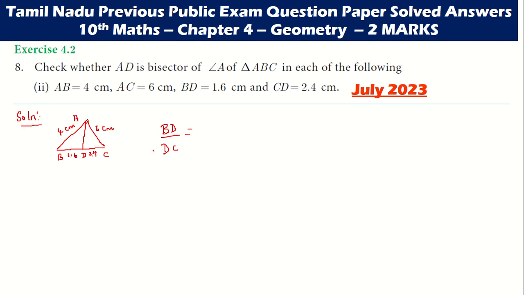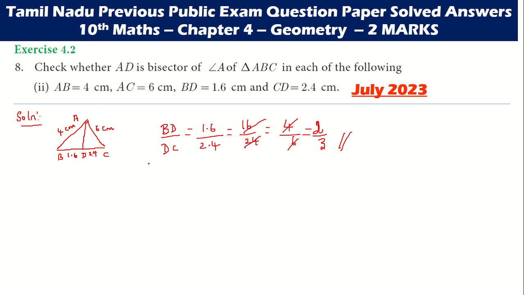Horizontal irukra BD by DC, which is equal to 1.6 by 2.4. இது எப்படி எழுதலாம்னா டெசிமல் ஒரு டெசிமல் தள்ளினீங்கன்னா 16 by 24. 4 டேபிள்ஸில் கேன்சல் பண்ணிங்கன்னா உங்களுக்கு 4 by 6 கிடைக்கும். Again one more time when you cancel it, you will get 1 by 3. That is BD by DC, which is equal to 1 by 3 கிடைக்குது. ஸோ நெக்ஸ்ட் அதே மாதிரி இப்போ ஹரிசாண்டல் பண்ணியாச்சு.